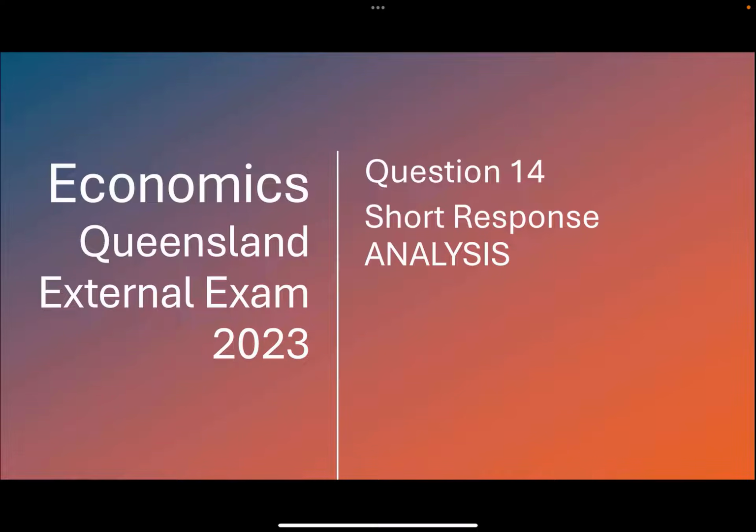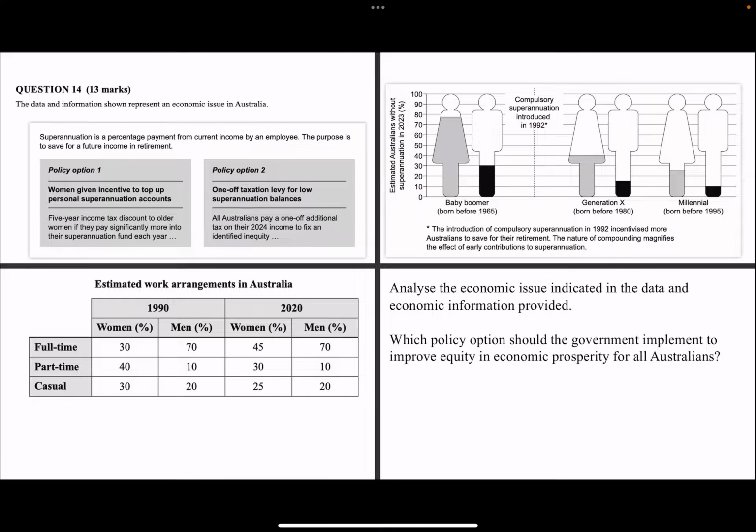Hi everyone, and welcome to this video on question 14, short response question from the Queensland Economics External Exam from 2023. This was an analysis question. It was the fourth of 4 short response questions. Question 14 was worth 13 marks, which means you're going to have to write around 200 words. They gave you 2 pages to write your response to this question on.